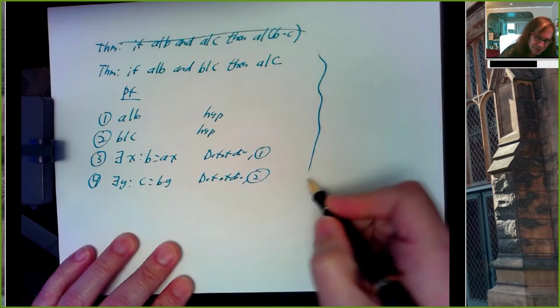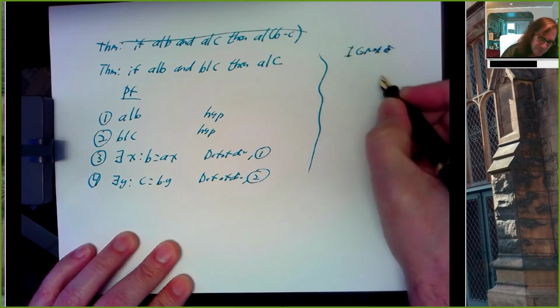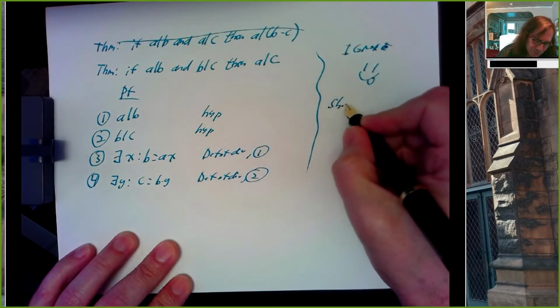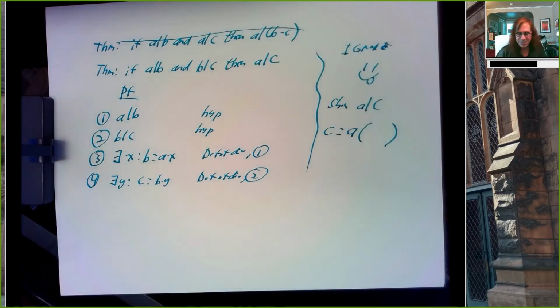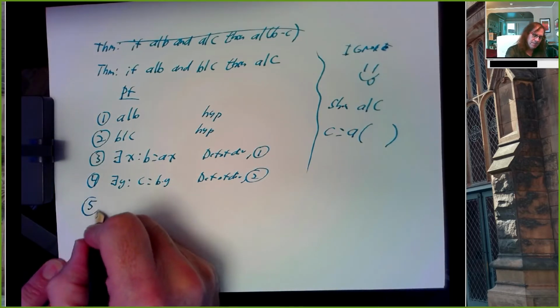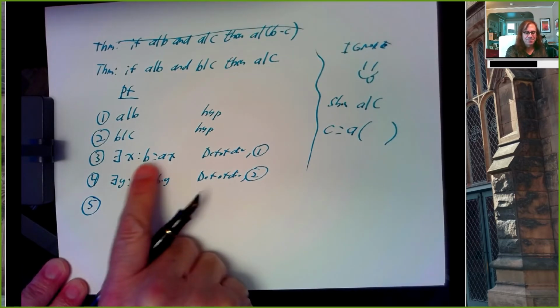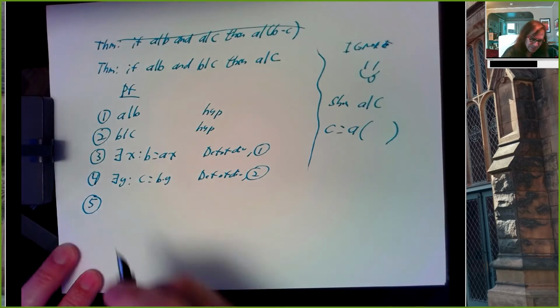Here's my ignore section. You can draw pictures or whatever. We're trying to show A divides C. We want C to be equal to A times something. Well, I've got C equal to B times something, but I've also got B equal to A times something. Substitution. A lot of substitution in these.